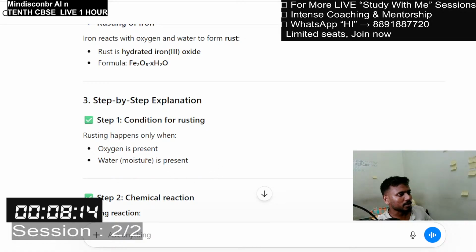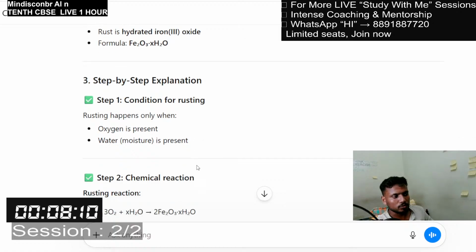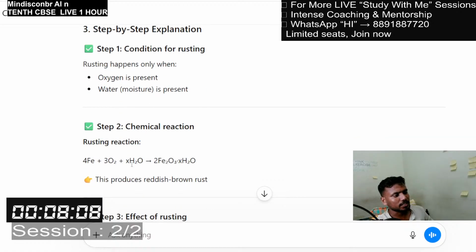Step by step explanation. Condition for rusting: rusting happens only when oxygen and water moisture are present. Chemical reaction, rusting reaction: 4Fe + 3O2 + xH2O gives 2Fe2O3.xH2O. This is the equation for the rusting reaction of iron. This produces a reddish brown rust.